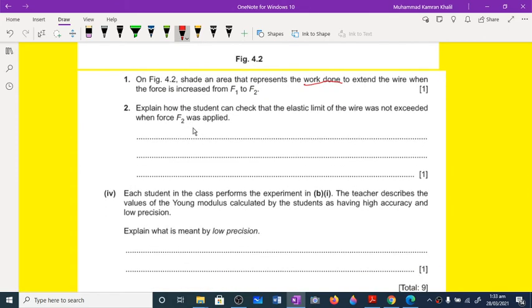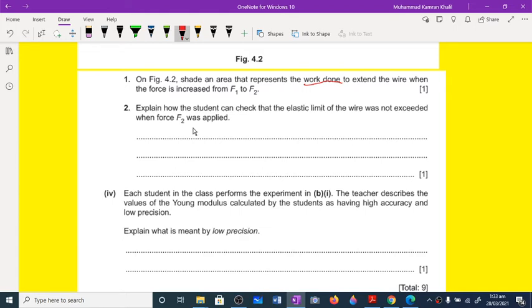The next part: explain how the student can check that the elastic limit of the wire does not exceed when the force F2 was applied. Now here, the student has made a mistake in what they have written, that the wire is a curve. This is a wrong answer.